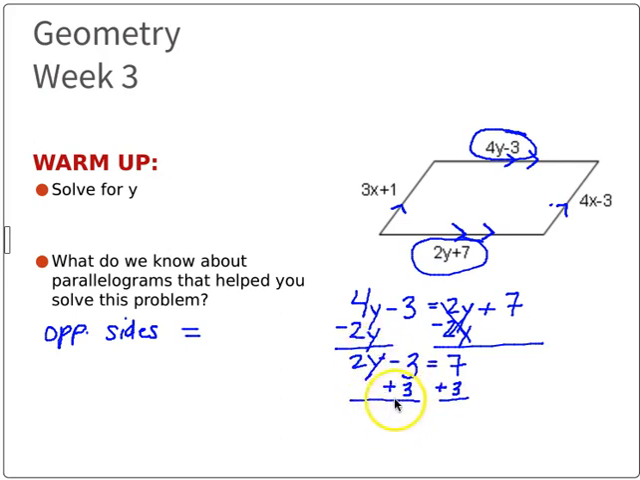Now on the left side of the equation, I'm left with just a 2y. And set that equal to 7 plus 3 is 10. I'm one step away from solving 2y, so I've got to divide each side by 2 to get y all alone. Y is going to be equal to 10 divided by 2, which is 5. So my final answer right here is that y is going to be equal to 5.